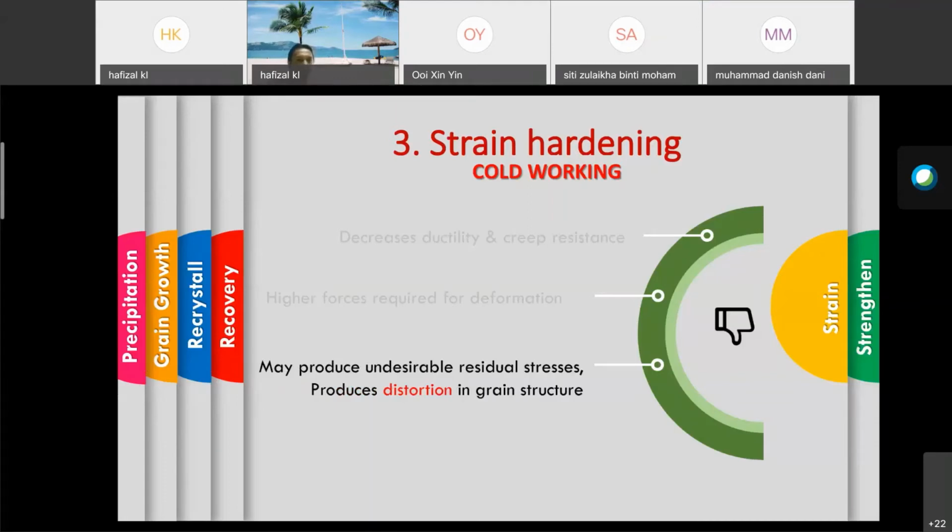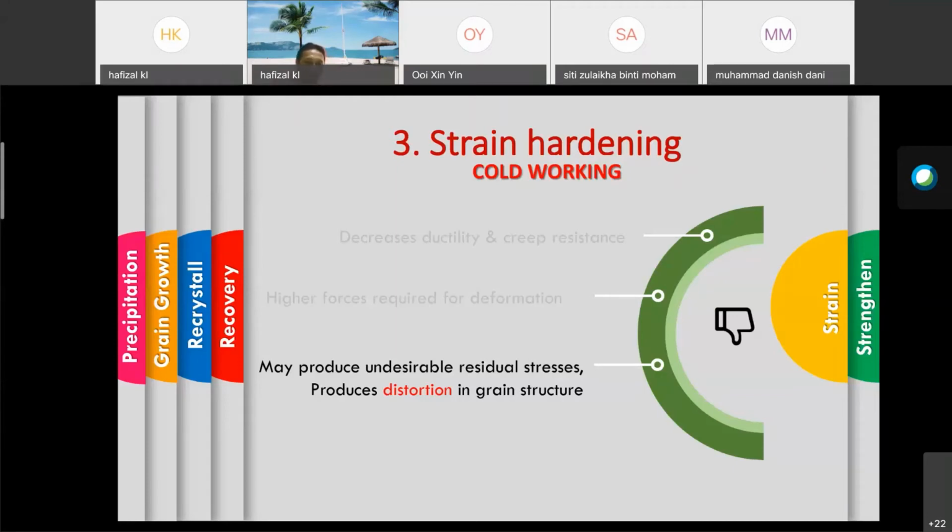It may also produce undesirable residual stress and produce distortion in grain structure. Basically, when we introduce cold working, the deformation of the material, if we look in terms of grain boundary, will change from the initial to the final deformation of the grain boundary. In this case, a lot of strain happens in the grain structure, so it will produce distortion in the grain structure.